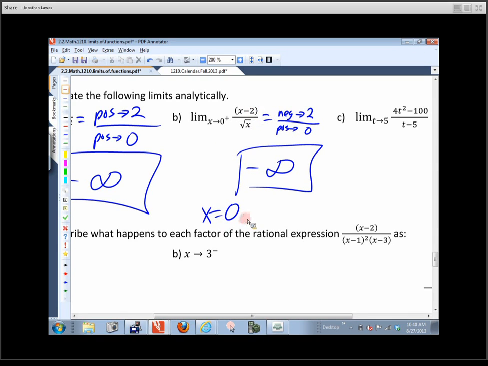Right at x equals 0, it's undefined. What else? What could you tell me about around x equals 0? What would x equals 0 be on that graph? It would be a vertical asymptote. Okay? Because here's what we know.